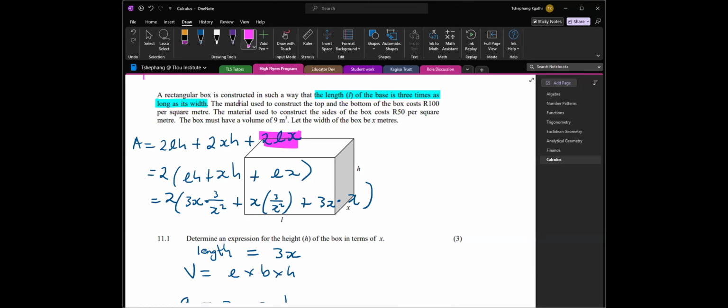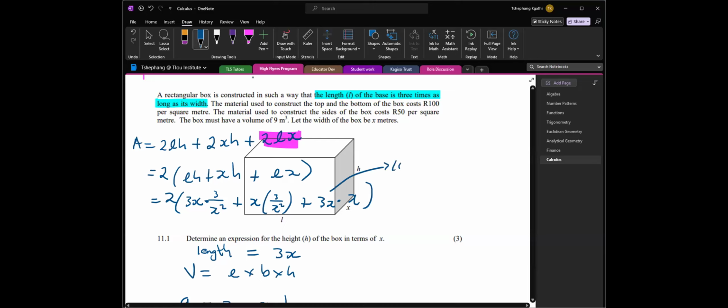100 rands per square meter. That's where you mark up the 100 rands. But everywhere else, you mark up to the 50 rands. So this part is multiplied by 100. That's for this. And then here, that's where you're multiplying by 50 rands because it costs 50. Then you just simplify that. You will get to the same answer.